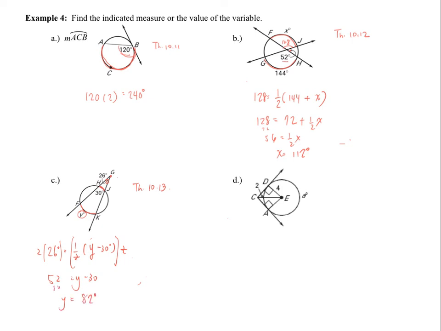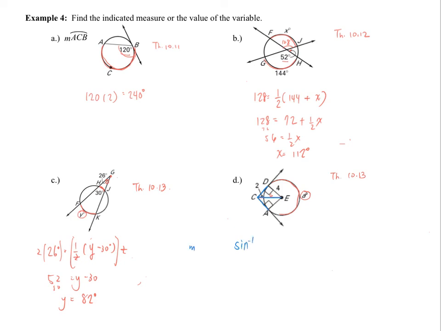Okay, part D is very similar to example 3. Now, we're given that this little length here is 2 and the radius is 4, so this entire length CE is 6. Okay, so we want to find the outer intercepted arc. And we still need to use theorem 10.13. But first of all, we need to first find the angle measure of DCA. But before we do that, we could first find the angle measure of DCE by using inverse of sine.